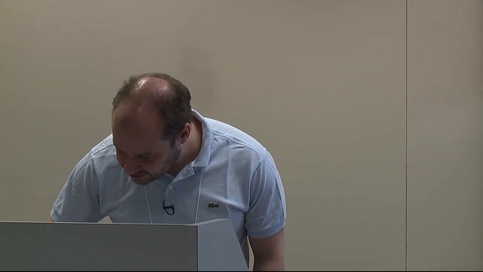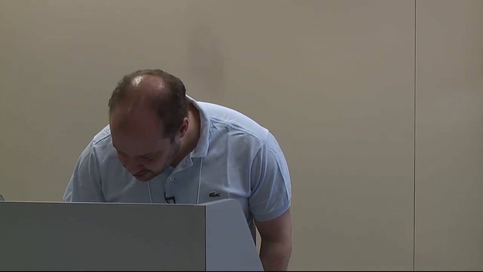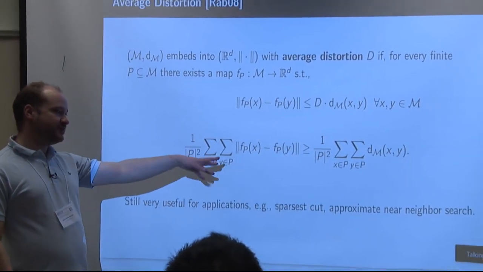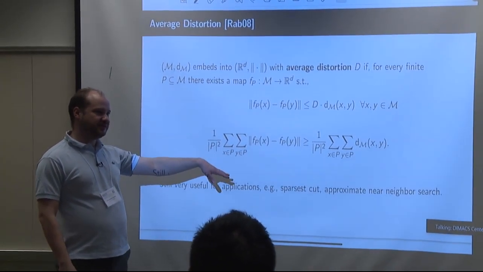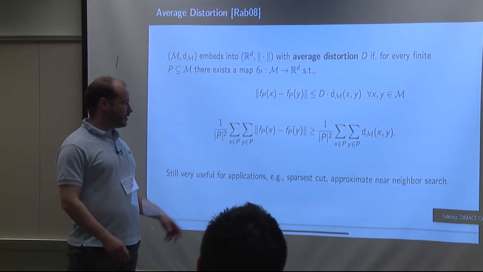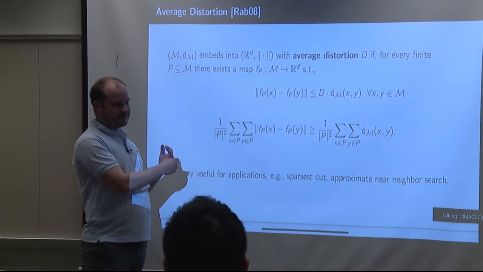No, I don't think so. The other definition depends on what you're taking the average over. In average distortion, we really look at the average distance between, let me find the definition. Here we're not looking at every possible distribution on pairs of points. I fix a point set and I just look at a uniform average over pairs of points.